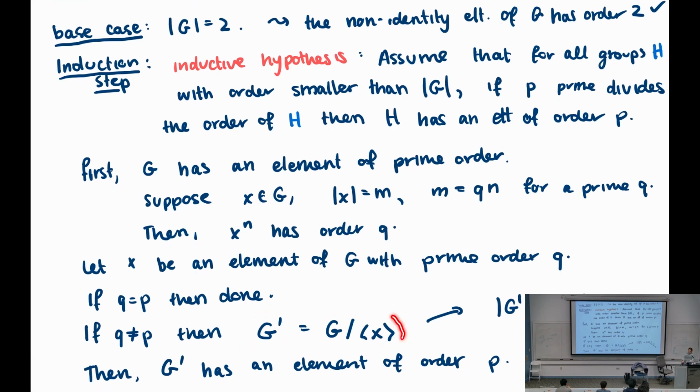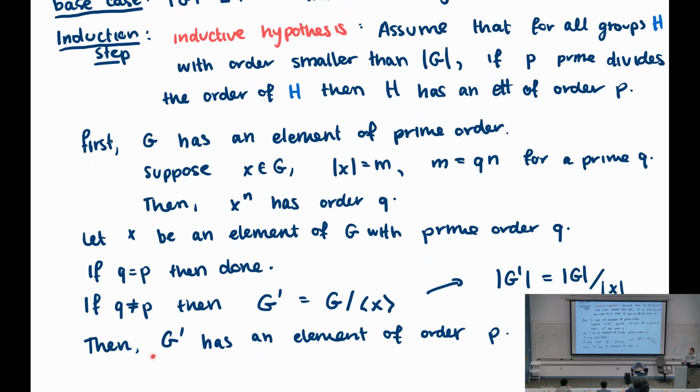And this group, what is the order of this group? Well, it has to be the order of G divided by the order of the element X by Lagrange's theorem. So this group G prime is a group of order smaller than G, and P is a prime that divides the order of G prime. That means that G prime has an element of order P. Then we're going to use this element of order P in G prime to construct an element of order P in G.